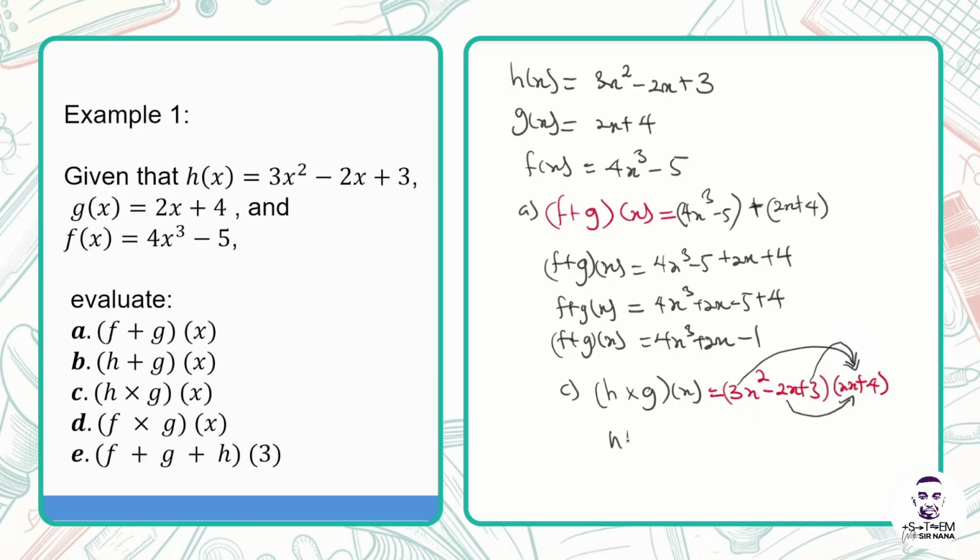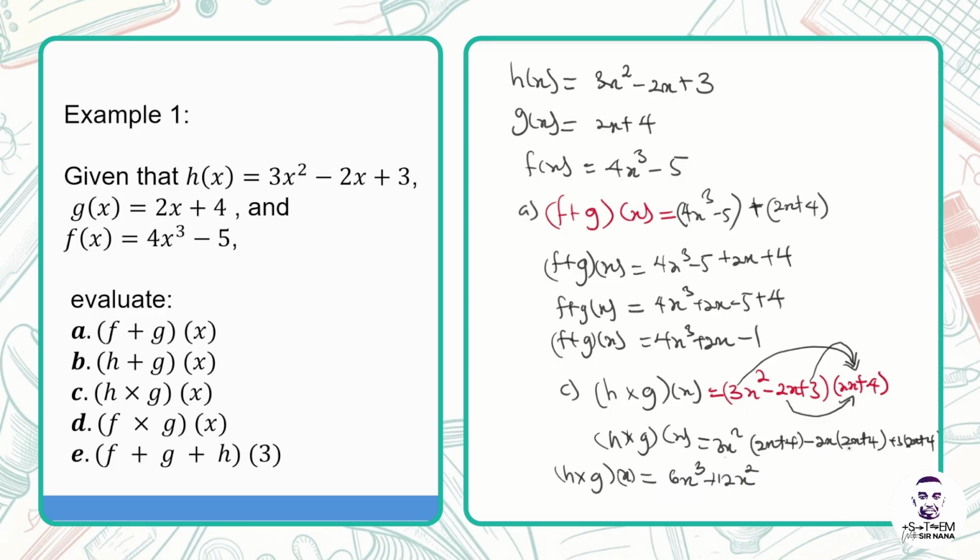So it means that h multiplying g, all this of x, would be equal to 3x squared times 2x plus 4, minus 2x times 2x plus 4, and then we also have plus 3 times 2x plus 4. So when we expand this, we have our h multiplying g of x to be equal to 3x squared multiplying 2x gives us 6x cubed. Then 3x squared multiplying 4 will give us plus 12x squared.